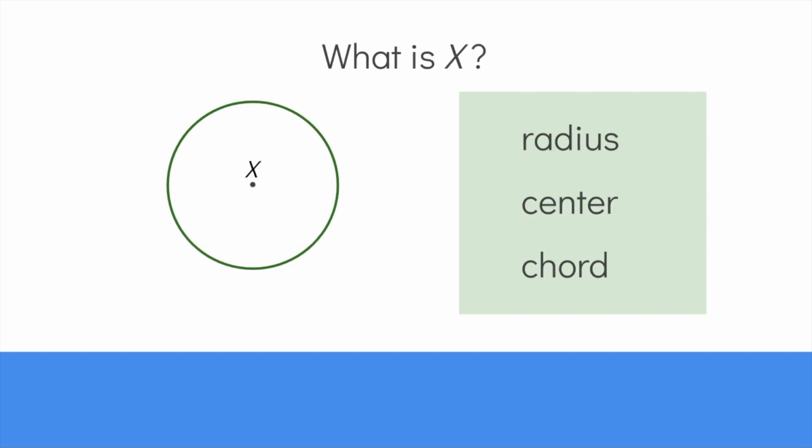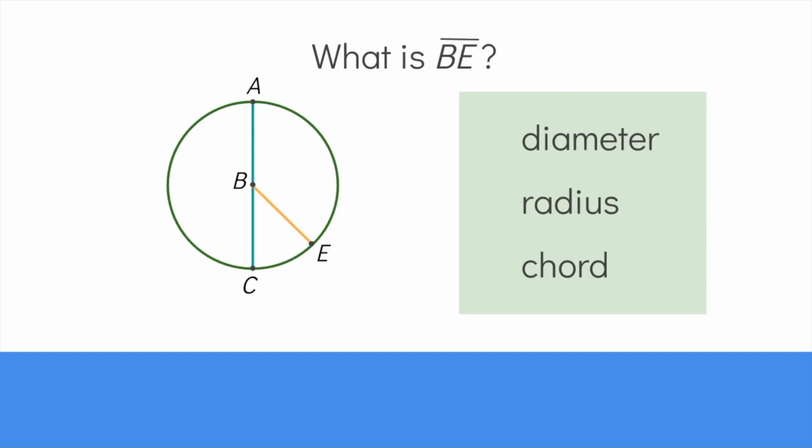What is X? X is a point located in the middle of the circle, which means X is the center. Remember, all points on this circle are the same distance from X. What is line segment BE? There are a couple different line segments shown in this circle, but we're looking for the line segment that connects points B and E, which is this one. This line segment connects the center, B, to a point on the circle, E, so it is a radius.